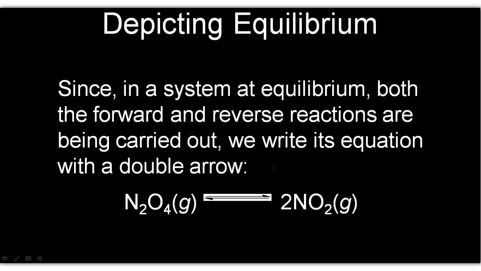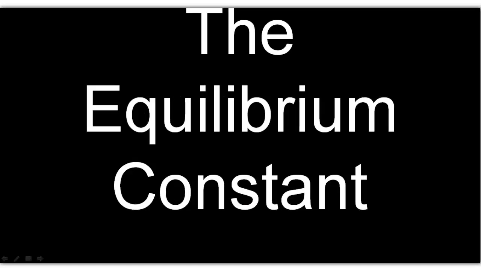So this is how we express, and I just wrote this on a previous slide, showing how we have reactants turning to products, and at the same rate, products turning back into reactants. Back and forth. It's an equilibrium. So we're going to introduce something new here, the constant for that.